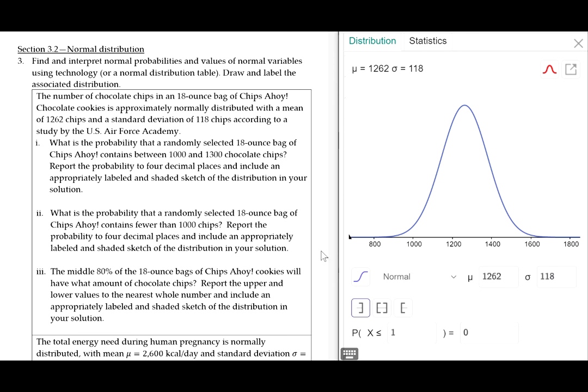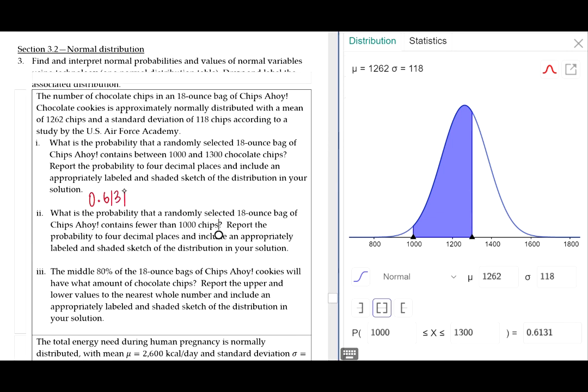And now I'm interested in the probability of being between two values. I'm going to highlight this middle button here with the 2 brackets on either side, and that's what brings up a shaded area in the middle of 2 values. The 2 values I'm interested in are 1,000, so I'll enter that in this first box down here, and 1,300, so I'll enter that in the second box, and then the shaded box to the right gives me the probability I need, 0.6131. There's the probability.